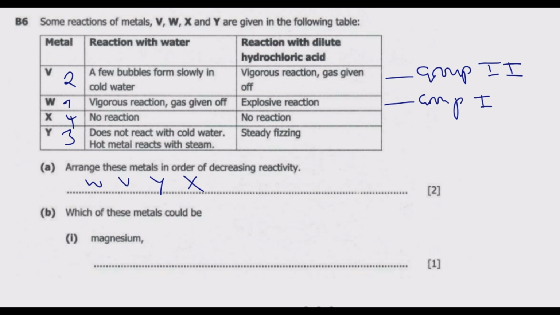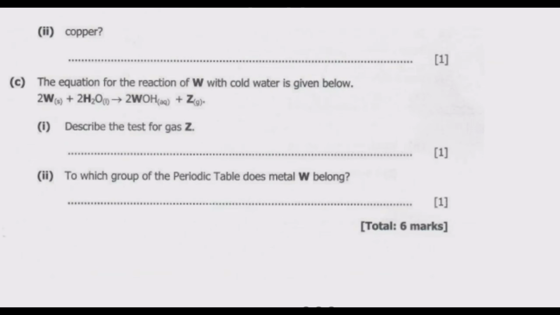Magnesium belongs to group 2 on the periodic table, so we know that magnesium would be V, which reacts with hydrochloric acid vigorously, displacing hydrogen, which will be produced as a gas, and it will also react slowly with water, specifically cold water.